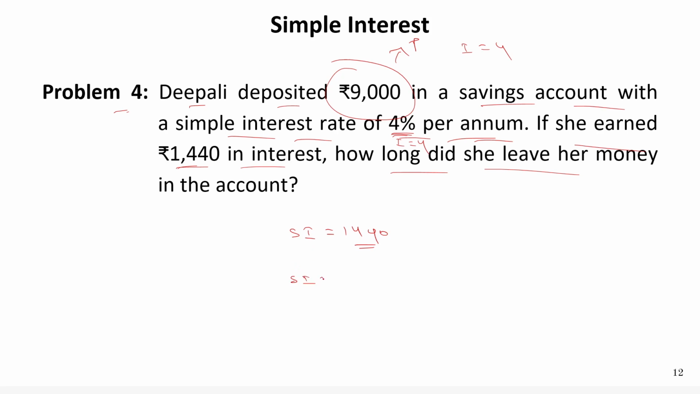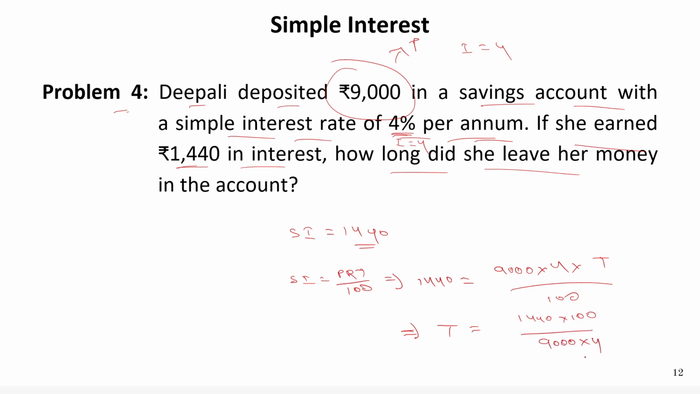So SI is equal to PRT by 100, right? So this implies that SI is given as 1440, which is equal to P is equal to 9000 into R is 4 into T is unknown. So we assume T as the number of years, by 100, right? So as we have previously done, we keep the T, that is the unknown term, on the left hand side, and all the known terms on the right hand side. So 1440 into 100 by 9000 into 4, right?